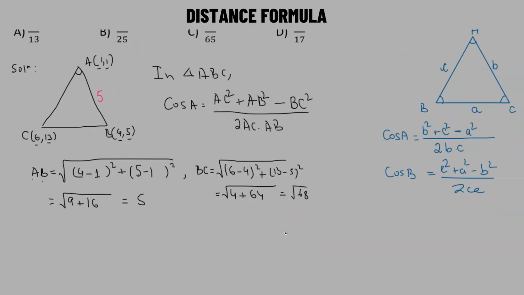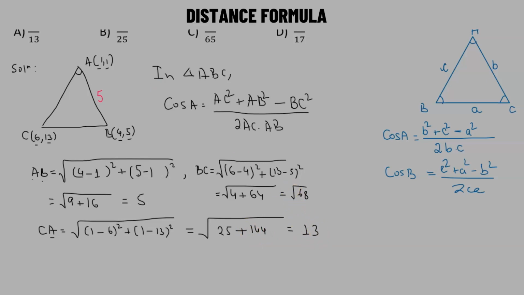And then let's find out the value of CA. CA is equal to the square root. Since we're doing CA, we start with the x coordinate of A first. So that's 1 minus the x coordinate of C, which is 6. So we have 1 minus 6 whole squared. And then we add to it the square of the difference of the y coordinates, 1 minus 13 whole squared. So we have the square root of: 1 minus 6 squared, that's negative 5 squared, which is 25. And 1 minus 13 is negative 12, and negative 12 squared is 144. So 25 plus 144 is 169. That means the square root is 13.